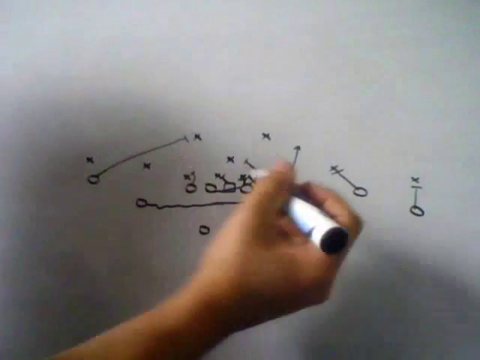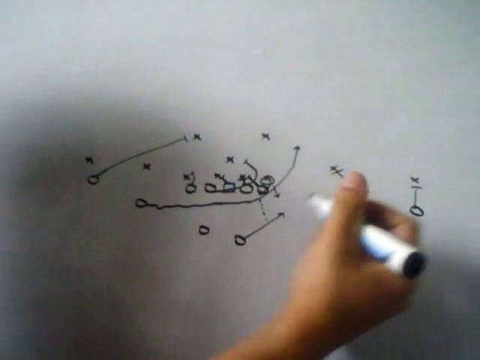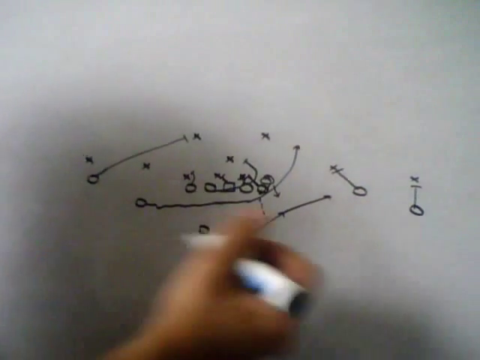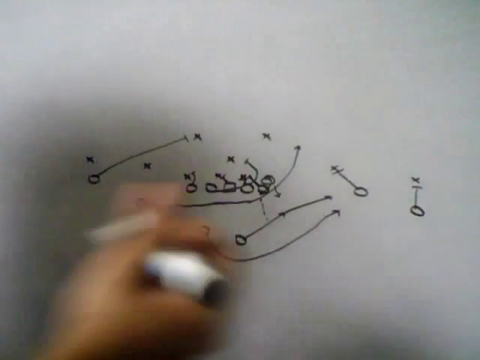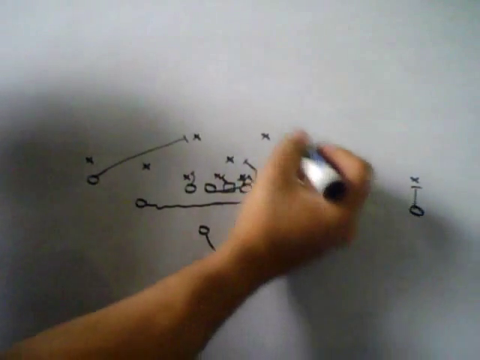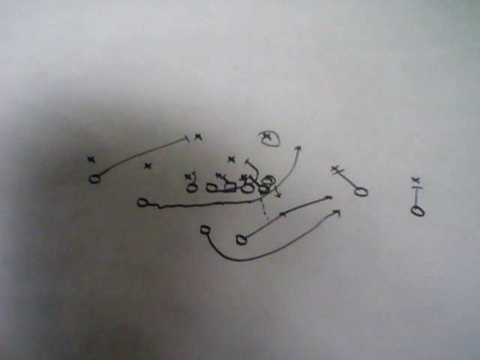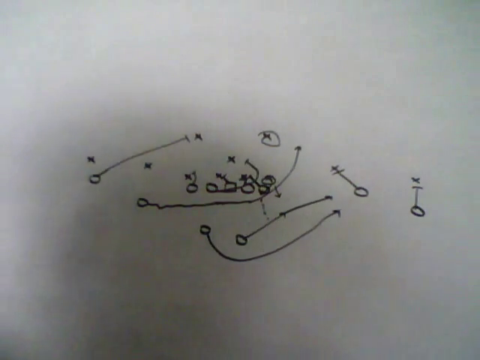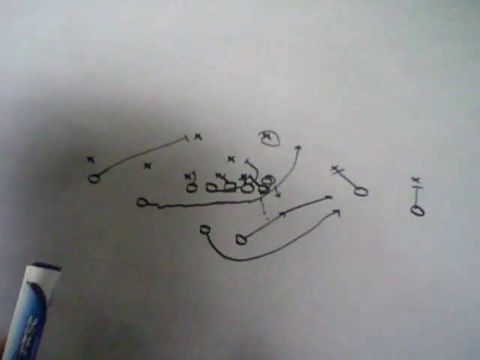Now, if the end notices the motion man and decides to cover him, the quarterback simply pulls it, continues outside, and runs an option with the tailback, perhaps reading off the next man that could be read. So shovel option is essentially a triple option, but using the power concept out of the shotgun into the spread.